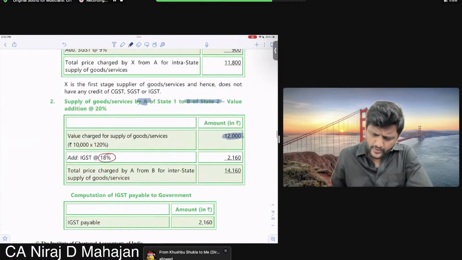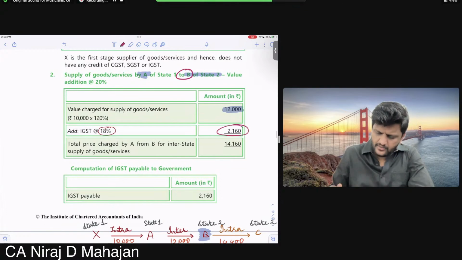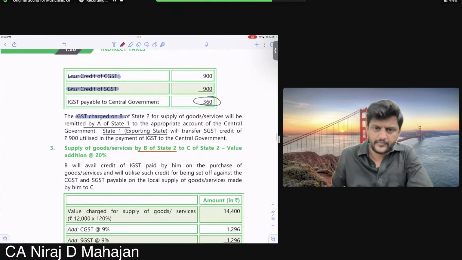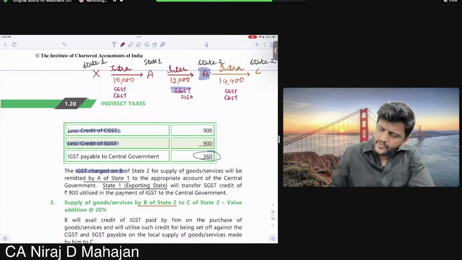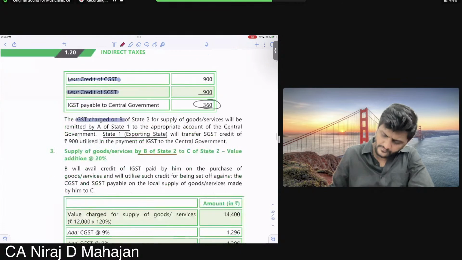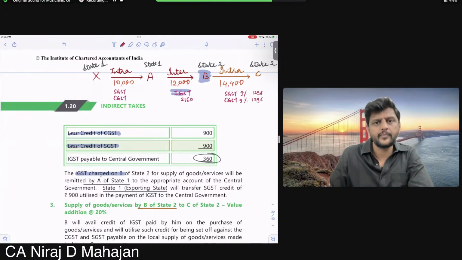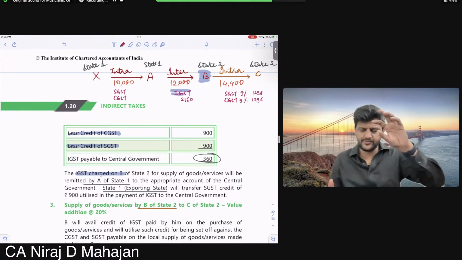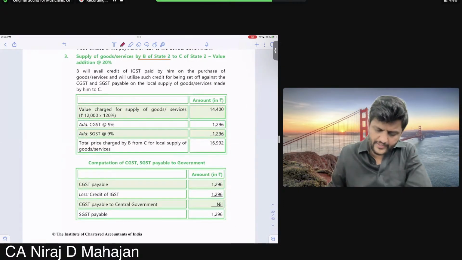So for B, this one, what is the ITC? 2160. Is it okay? 2160. And on 14,400, 9%. How much is that? It will be 1296. Understood? So check output of CGST, SGST. Check here. Where is it? Ready, children?